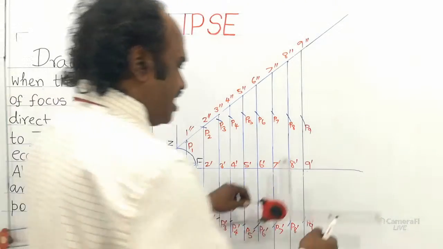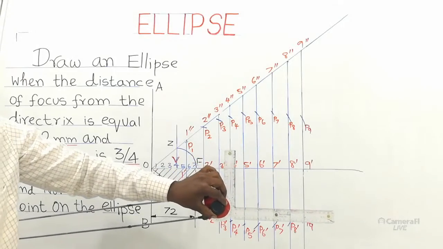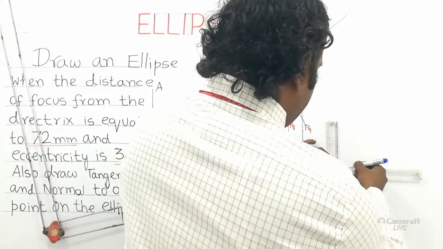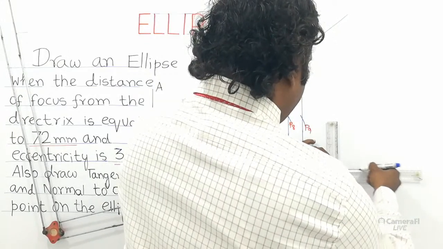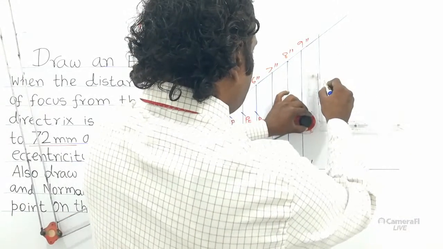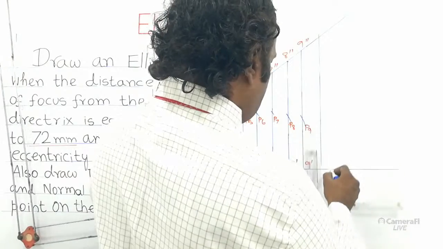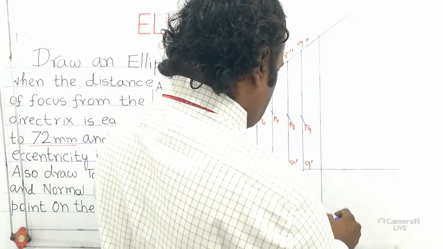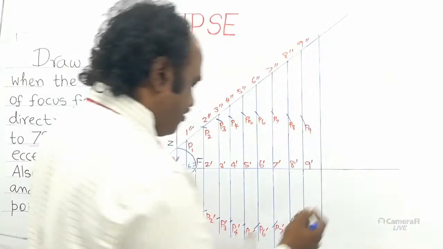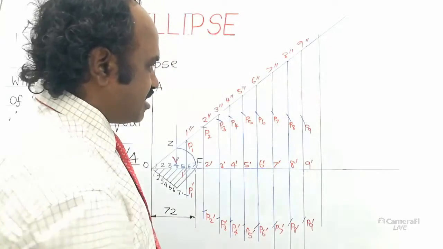So draw some more vertical lines. Before that we extend the horizontal line called the axis of the ellipse. Its length is not enough, so let me elongate, I mean extend the line. So draw some more vertical lines. As it converges and comes closer, the gap between the vertical lines has to be reduced.